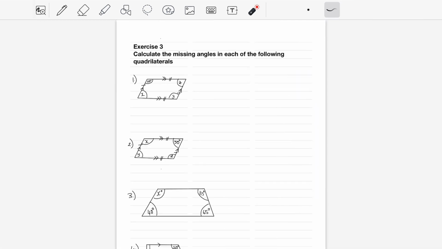Alright, so exercise 3 is again similar, so we should be able to get all of these correct. So pause the video and try these now. Alright, so we don't have answers, but that's okay, we can work out the answers now.